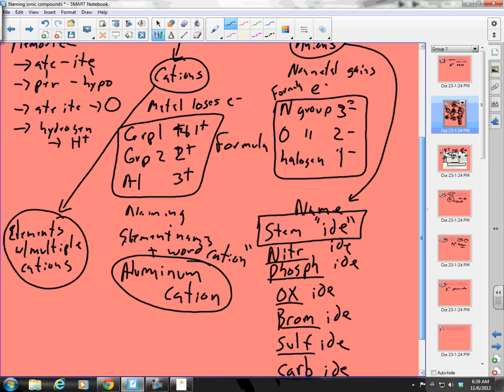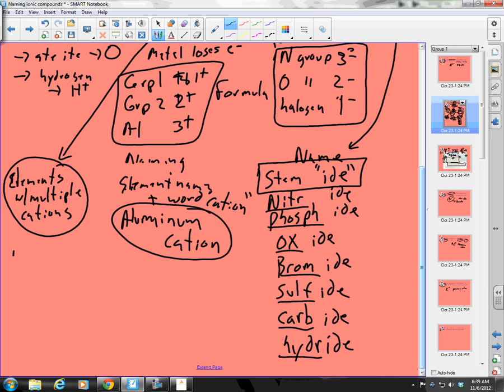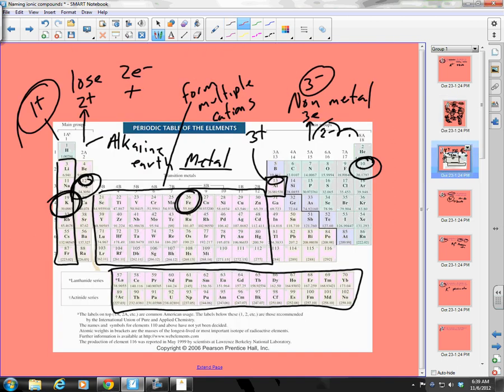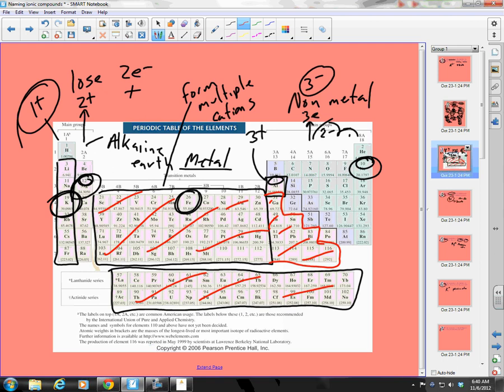And so what are we going to do with these guys? Well, let's first identify which ones. We're talking about most D block, F block, and other metals. You guys remember what other metals are? These were my P block metals. And so if we look at our periodic table, we're talking about anything in here, and these bad boys right through here. These guys all can have more than one cation.